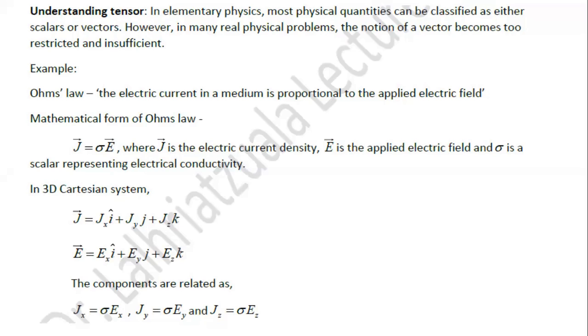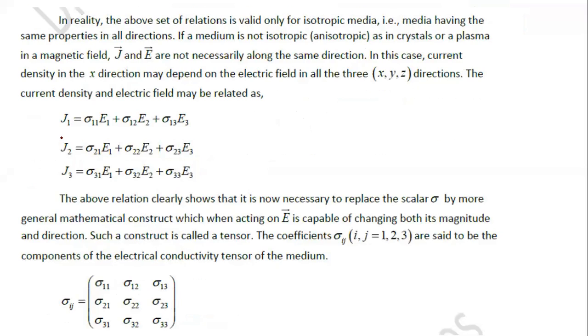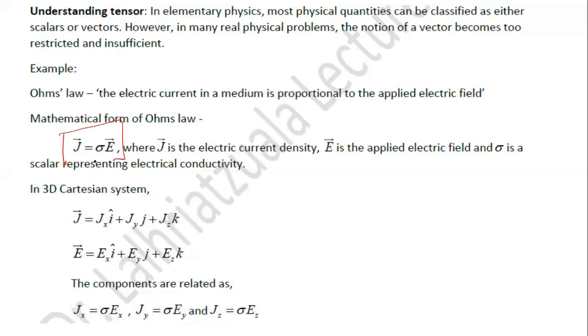Like in Ohm's law also, we know that current is directly proportional to the applied electric field. So this is the Ohm's law expression in terms of current density. J is called the current density, E is electric field. This is another form of Ohm's law. Actually, Ohm's law, as you know, is V is equal to IR, where V is the voltage applied, I is the current, and R is the resistance.